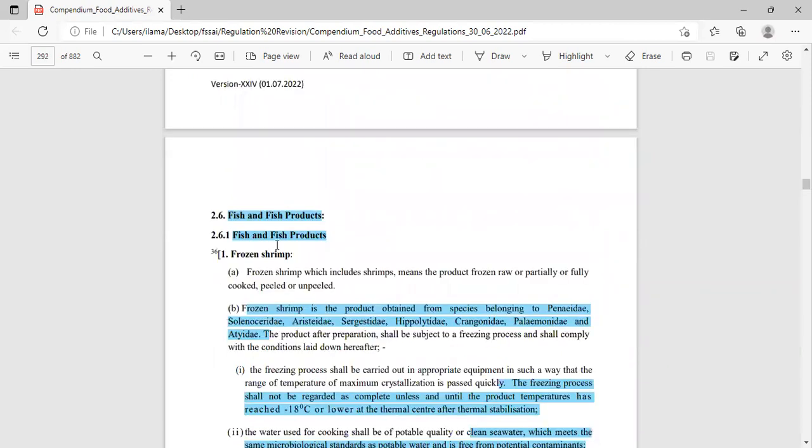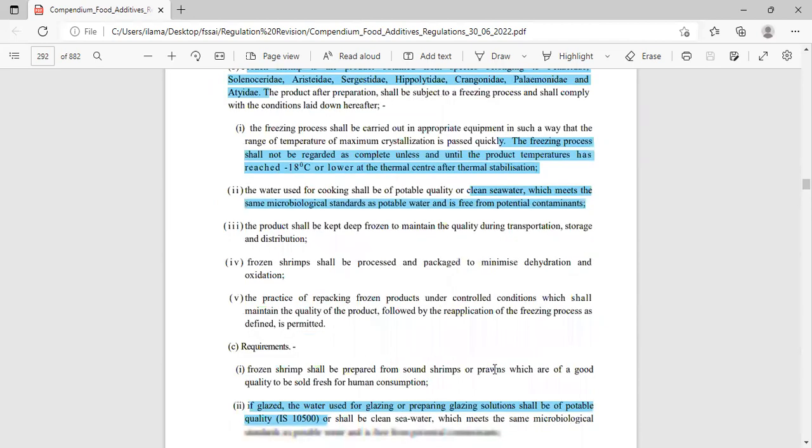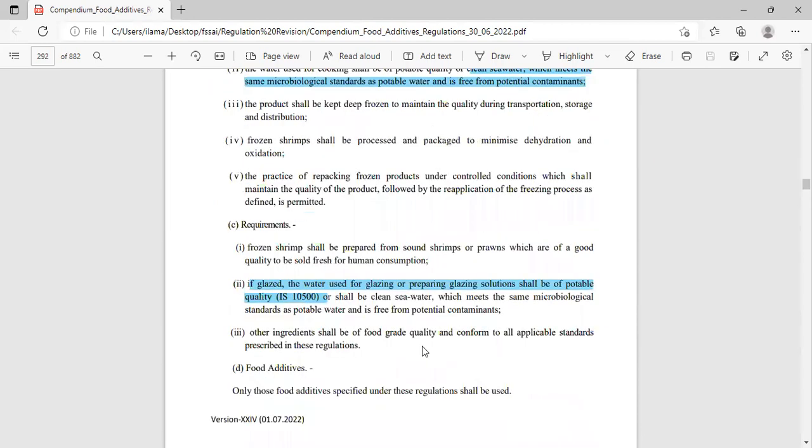Next one, in fish and fish products, just go through here like in meat and meat products. Here the fish and fish products has to be stored at minus 18 degrees Celsius if it is frozen. Here, if the fish is placed, we have to use only potable water, and the potable water standard is IS 10500.